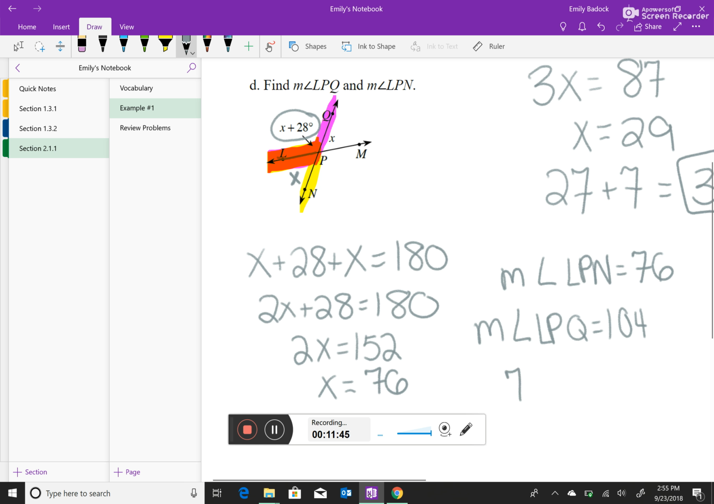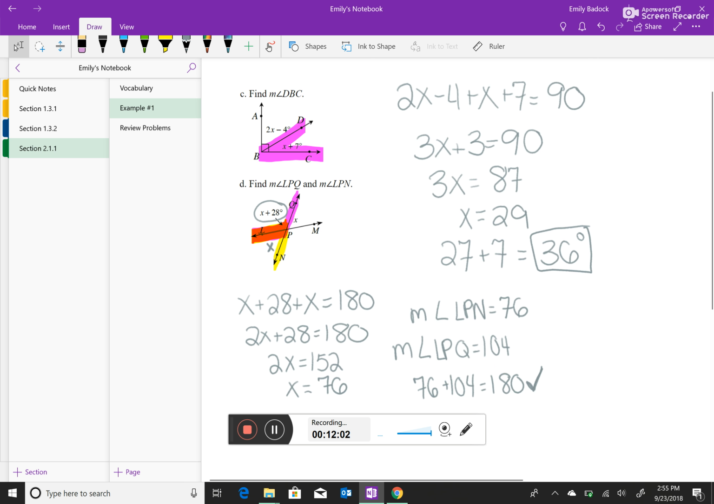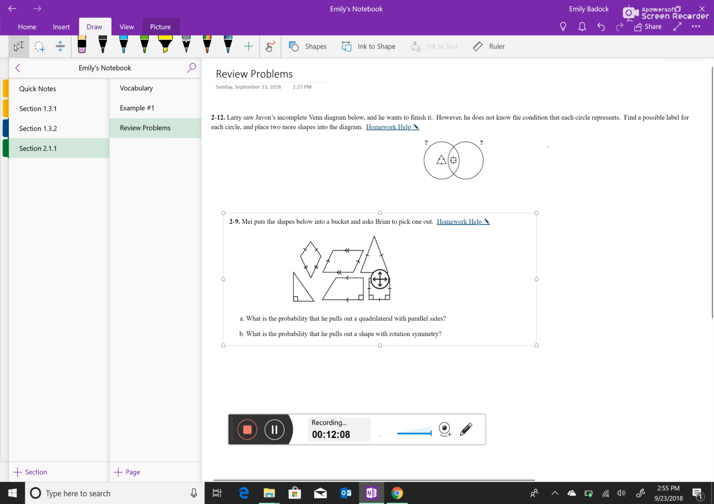Alrighty, if you said add 76 plus 104 equals 180, double check that that's an accurate statement, you would be correct. So that's how you go back and double check your work there. All right, so those are our two main examples, our two main topics for this lesson, but I do want to go over two review problems.